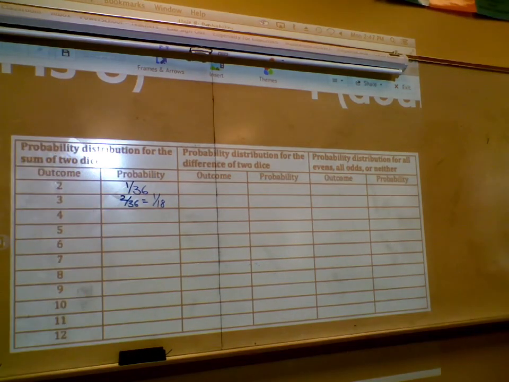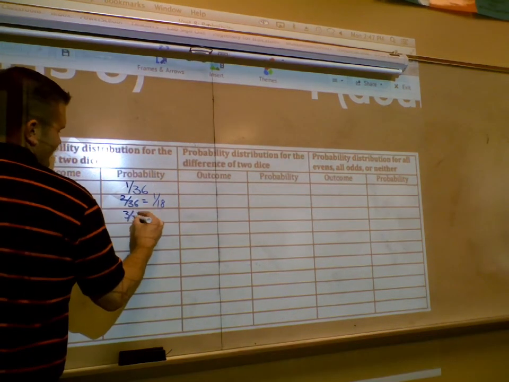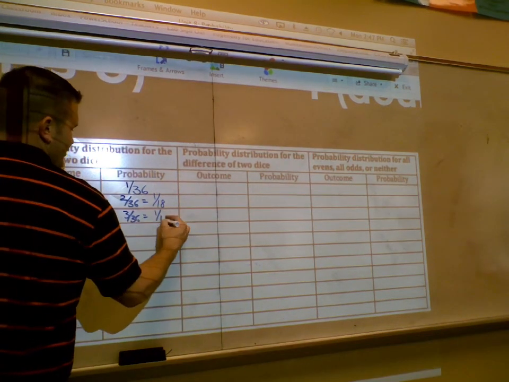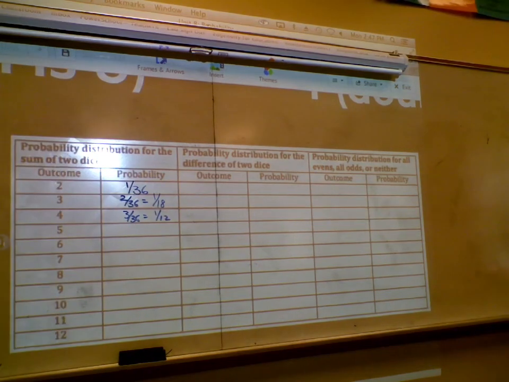Okay. How many ways can I get 4? 3. Nice guess, you saw a pattern. 3 divided by 36 reduces to 1 over 12. How many ways can I get a 5?